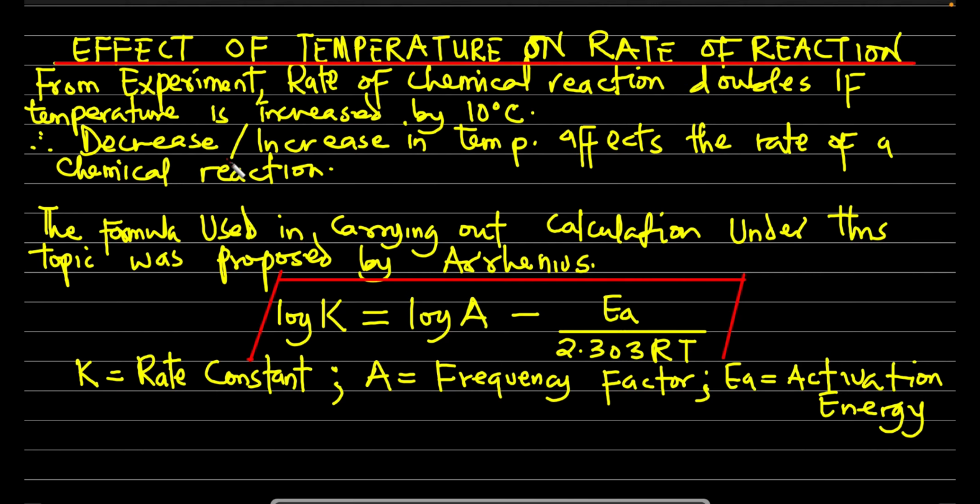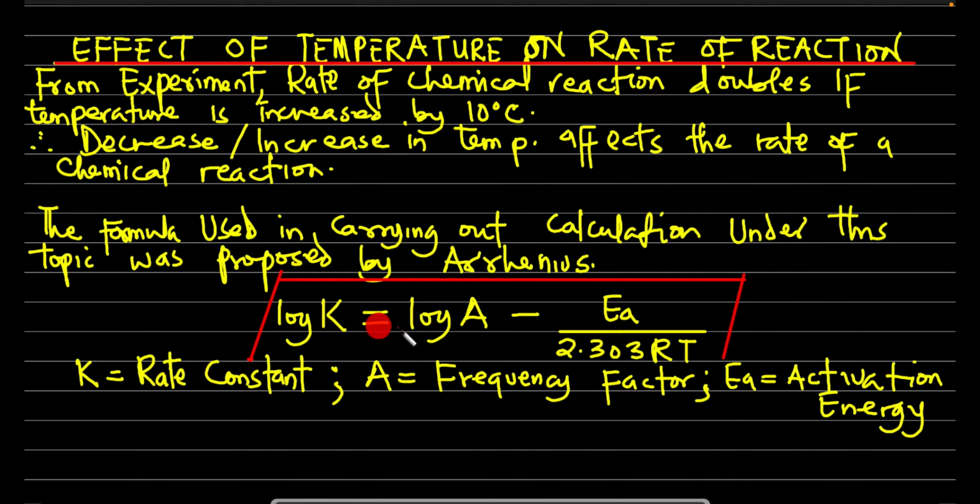So I said here, from experiment, the rate of a chemical reaction doubles if temperature is increased by 10 degrees Celsius. It simply means that if you increase temperature by 10 degrees Celsius, the rate of reaction will be times 2 of what it was initially. Therefore, a decrease or increase in temperature affects the overall rate of a chemical reaction. A formula was proposed by Arrhenius to relate rate constants and temperature.